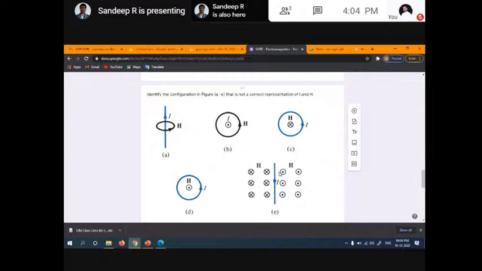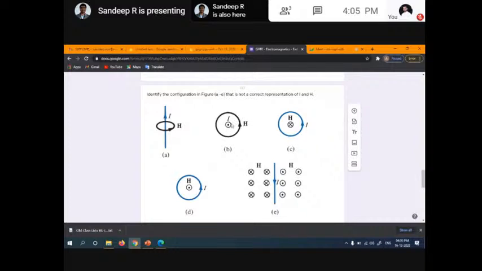The current is pointing upwards, and you can see that the fingers encircling it are in the anti-clockwise direction, so the first one is correct. In the second one, the current is pointing towards you, so the magnetic field intensity should be in the anti-clockwise direction. Therefore, this is also correct.